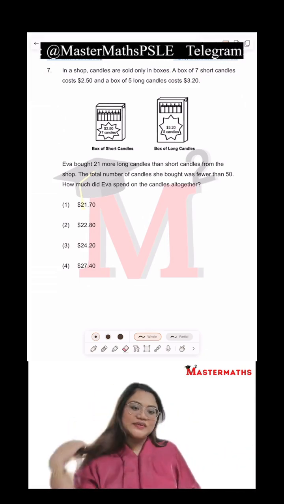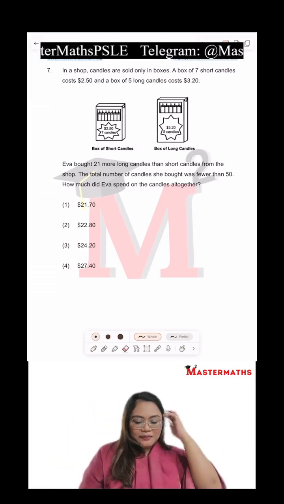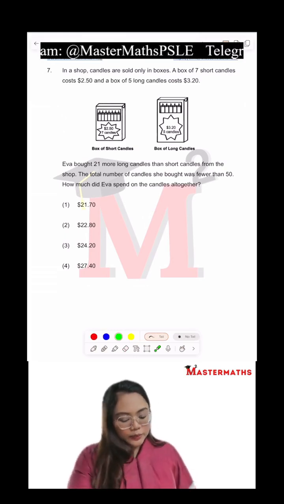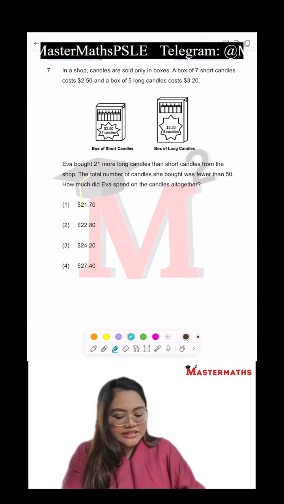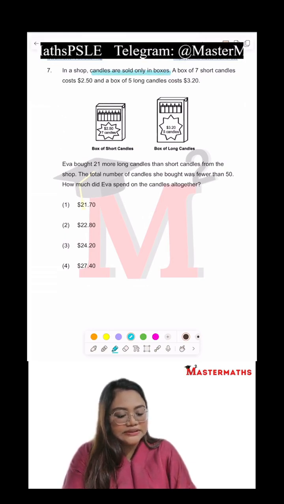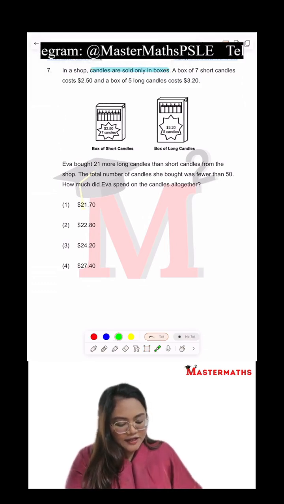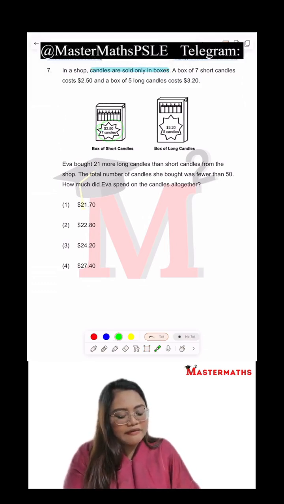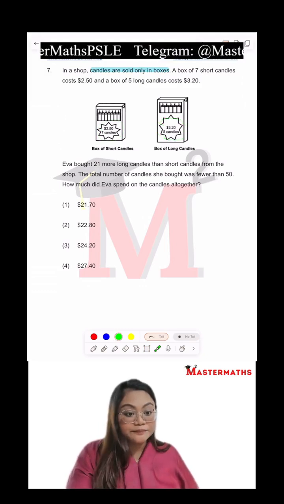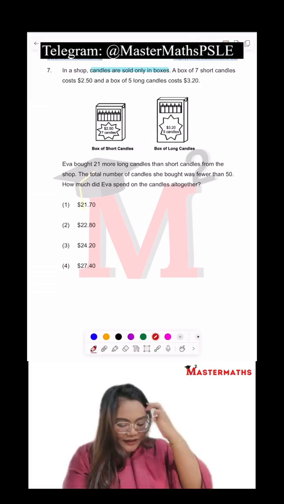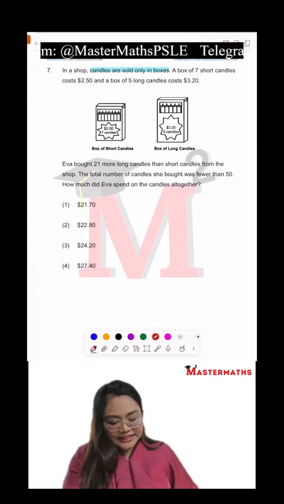Alright, so as I was saying, Eva bought 21 more long candles than short candles. The total number of candles she bought was fewer than 50. What we need to remember though is the fact that we can only buy in boxes. You can either buy 7, 7, 7, 7, 7 in boxes of 7 for the short one, or 5, 5, 5, 5, 5 for the long one. Okay?